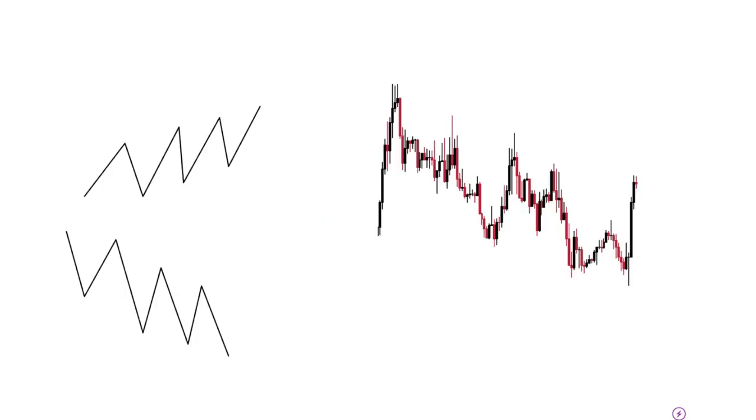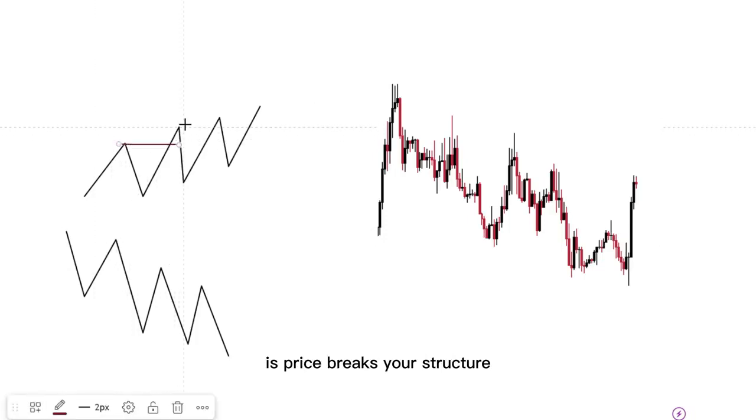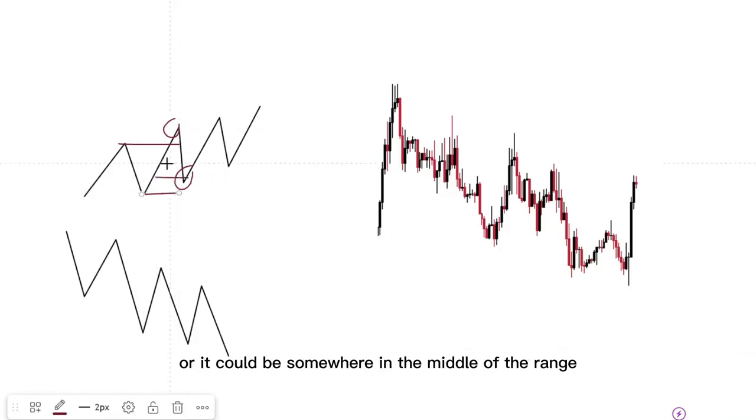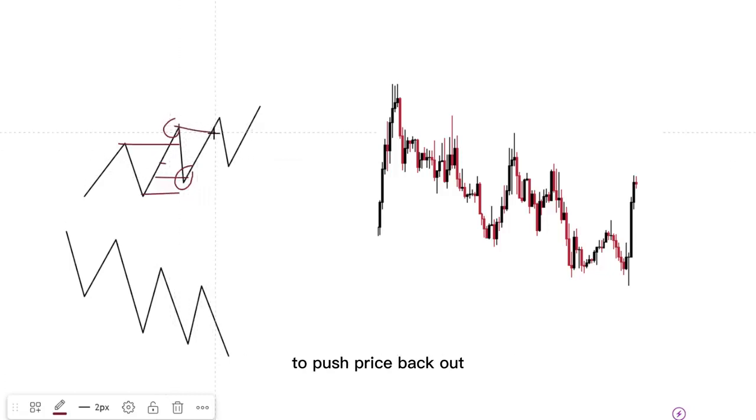Okay, here you have your supply and demand structure. So what it basically is, price breaks your structure, forms the peak, comes back inside of the range. Once it comes back inside of the range, it uses a supply or a demand level, which could be at an extreme or it could be somewhere in the middle of the range to push price back out.